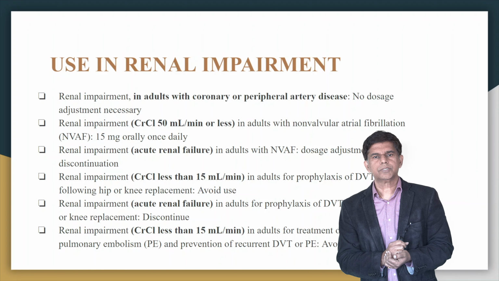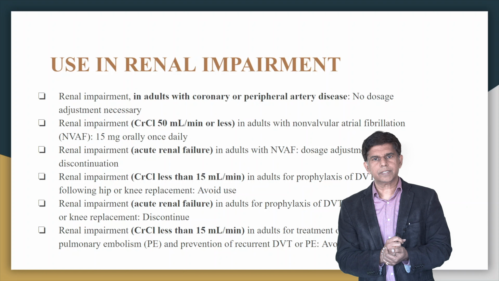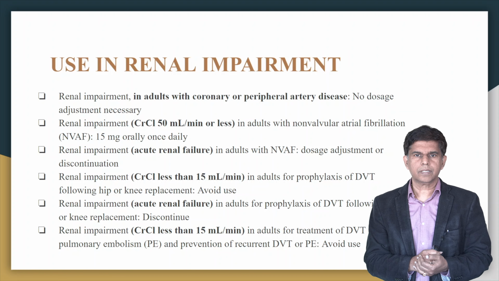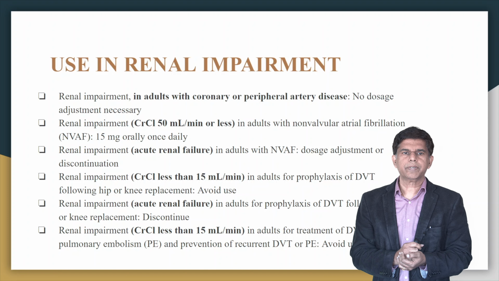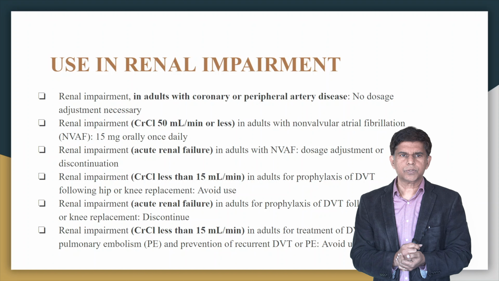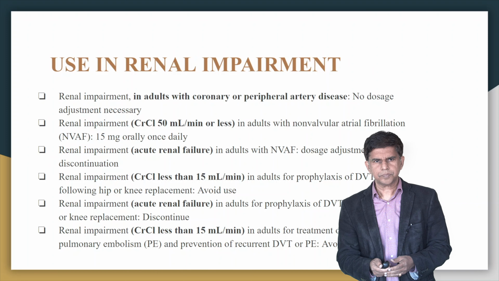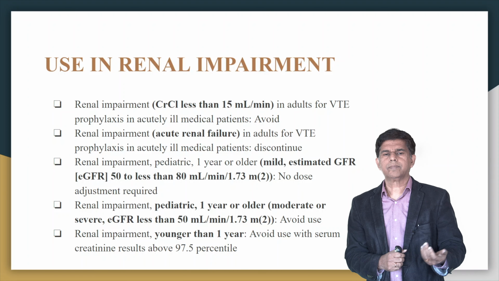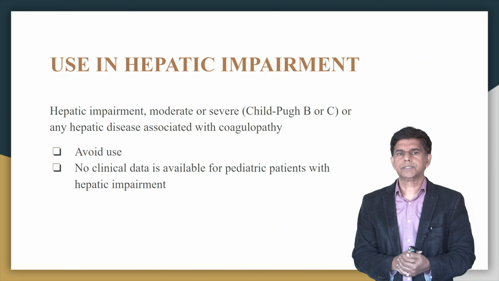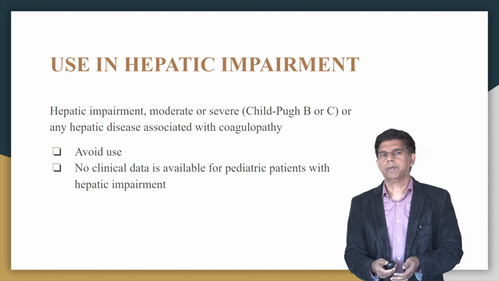Use in renal impairment is also very important to know. Renal impairment in adults with coronary or peripheral artery disease, you don't need to make any renal adjustment. In renal impairment, if the creatinine clearance is less than 50 ml per minute, 15 milligram orally twice daily, and for each one we have given the dose right there. And then use in hepatic impairment, moderate or severe, you can use the Child B or Child C classification. Don't use. No clinical data are available in pediatric patients with hepatic impairment.